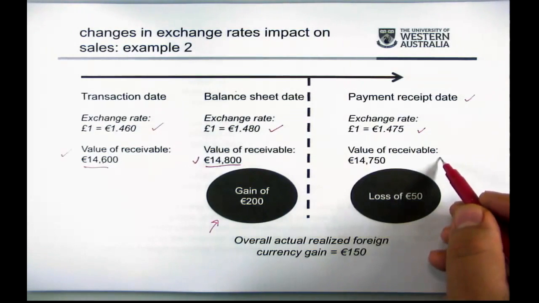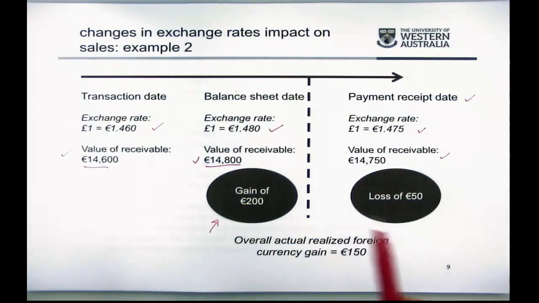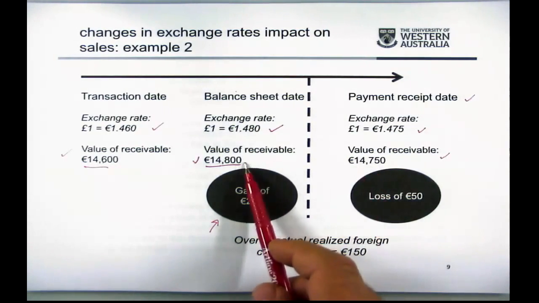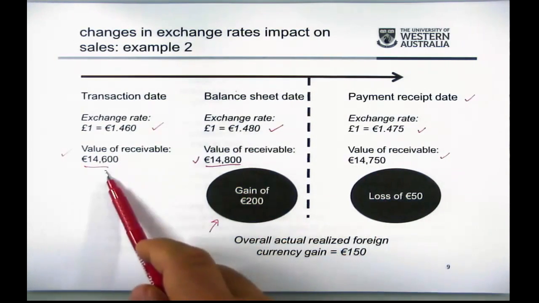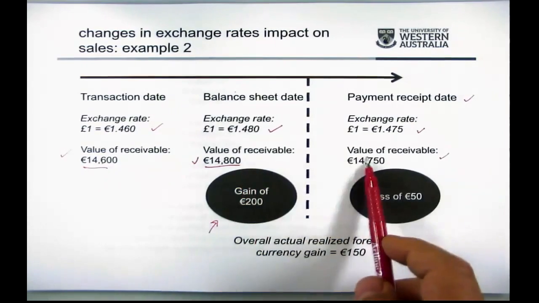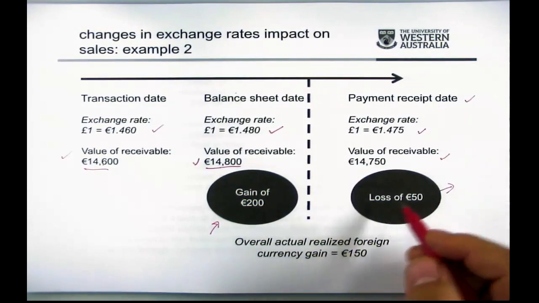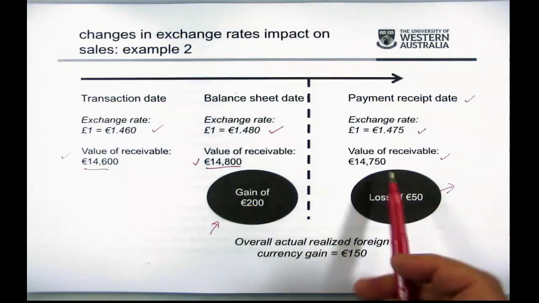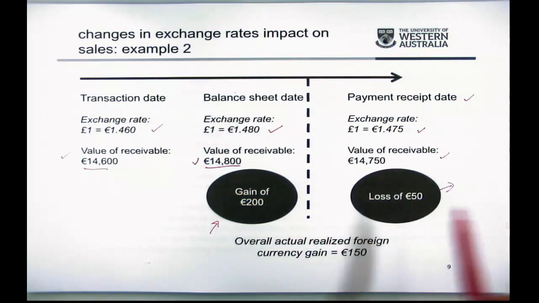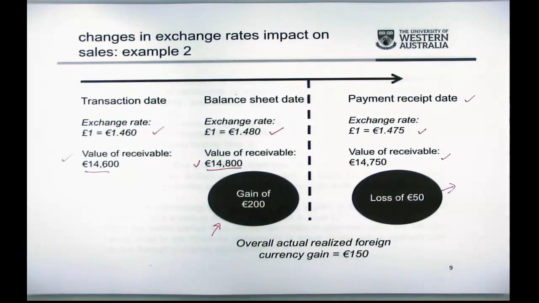Later on, in year 2, in the payment date, the exchange rate was this, and the value of the receivables was this. Now, we need to compare this value relative to the balance sheet value, not this one, this relative to this one. So this minus this gives us 50. So there was a loss. We have negative difference. This minus this is negative 50. So there was a loss of 50 euros. Okay? So in year 1, there was a gain of 200. In year 2, there was a loss of 50.